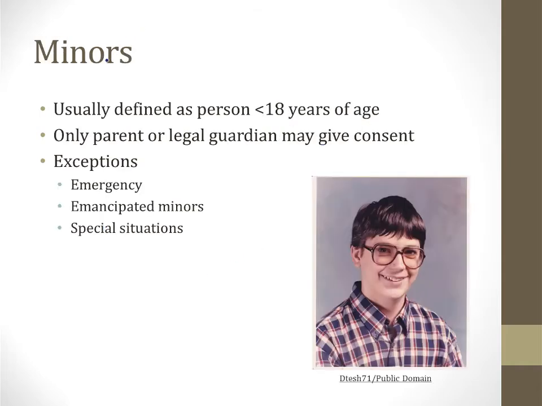Now let's talk about informed consent in minors. So the definition of a minor is usually a person less than 18 years of age. And in this situation, under normal circumstances, only a parent or legal guardian may give consent. So for example, if you have a small child and that child needs treatment for an infection, the parent or legal guardian has to consent. That's the way informed consent is handled for minors. There are a couple of exceptions, however, and these often come up on the boards. And those are emergencies, which we've already discussed, and also emancipated minors, which we'll talk about in a minute, and finally, a couple of special situations.